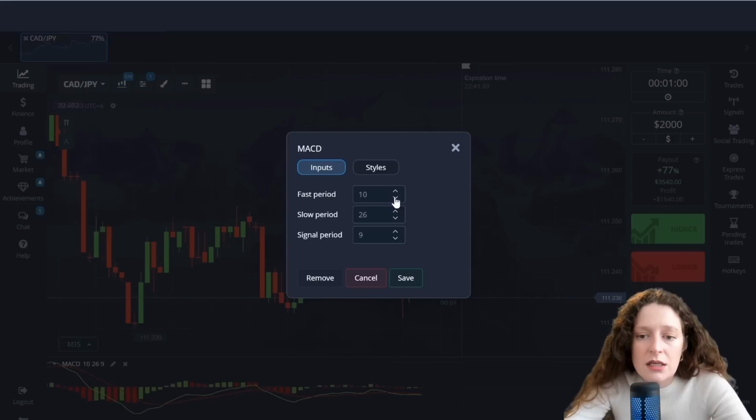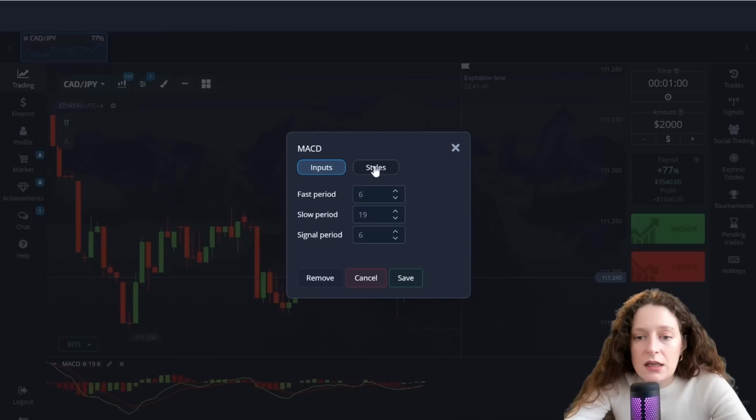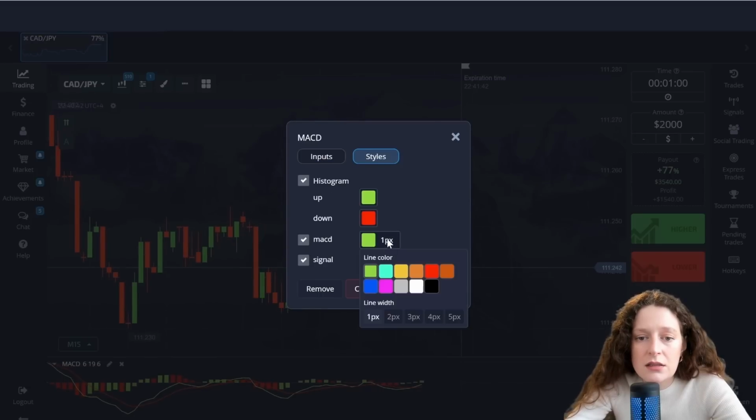Let's start setting the first indicator, and it is MACD. Periods are 6, 19, and 6. Then I thicken the lines and save them.